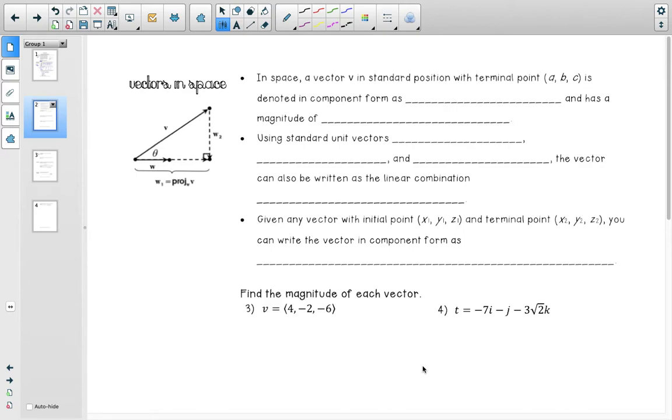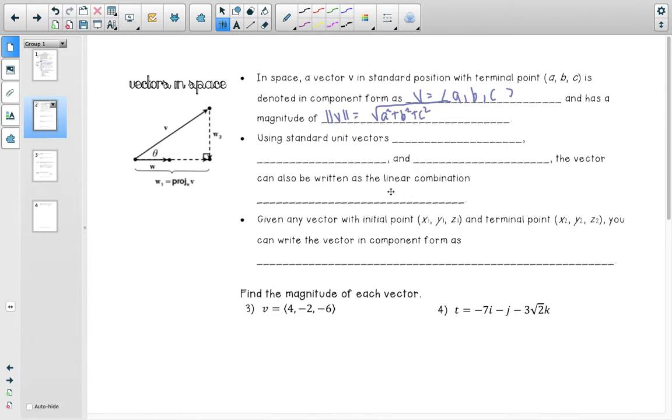Vectors in 3D space. In space, a vector v in standard position with terminal point (a, b, c) is denoted in component form as v equals <a, b, c>, and has a magnitude of, and this is the distance formula, just a different version of it, the square root of a squared plus b squared plus c squared.